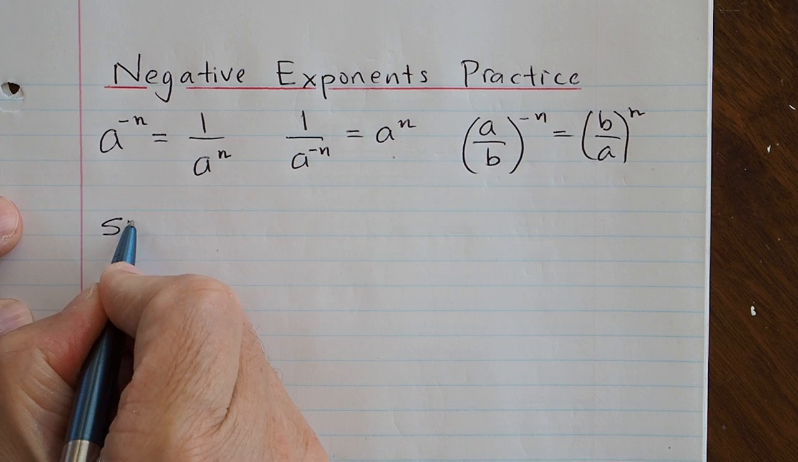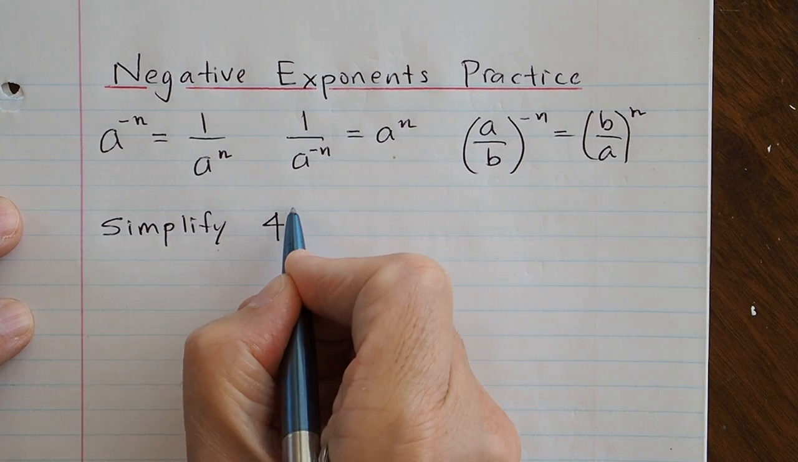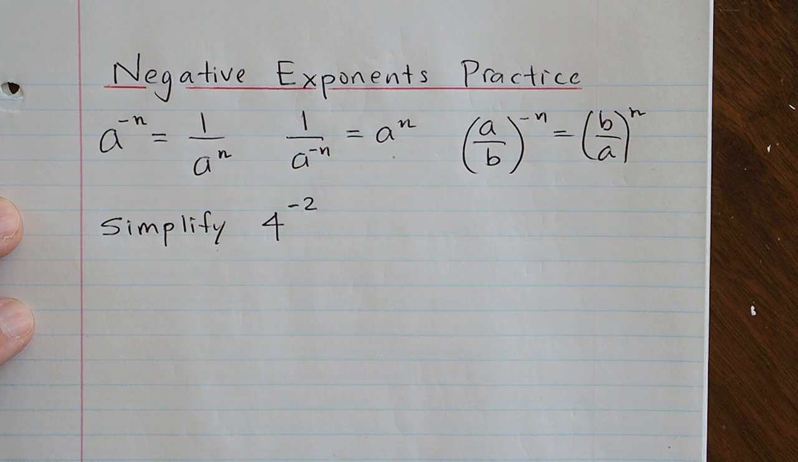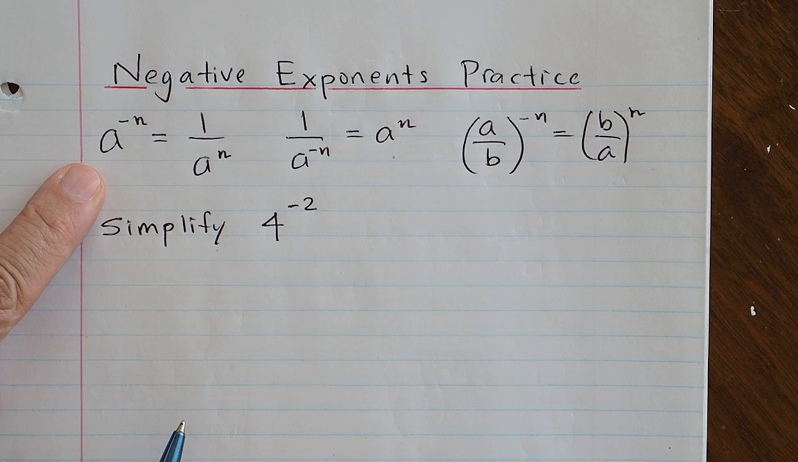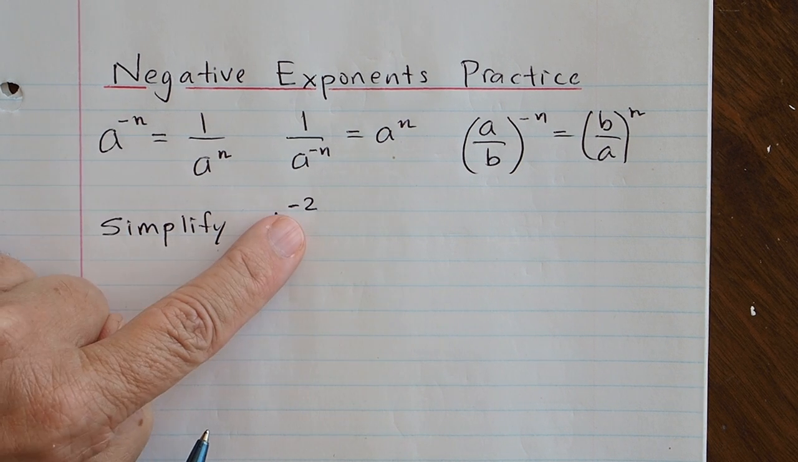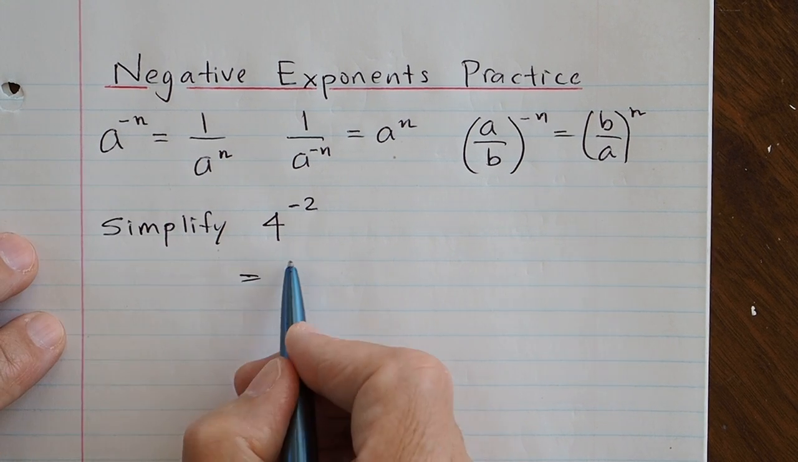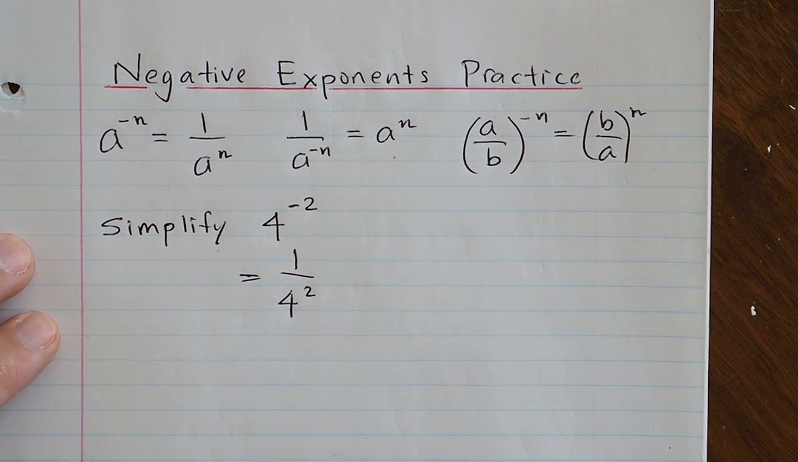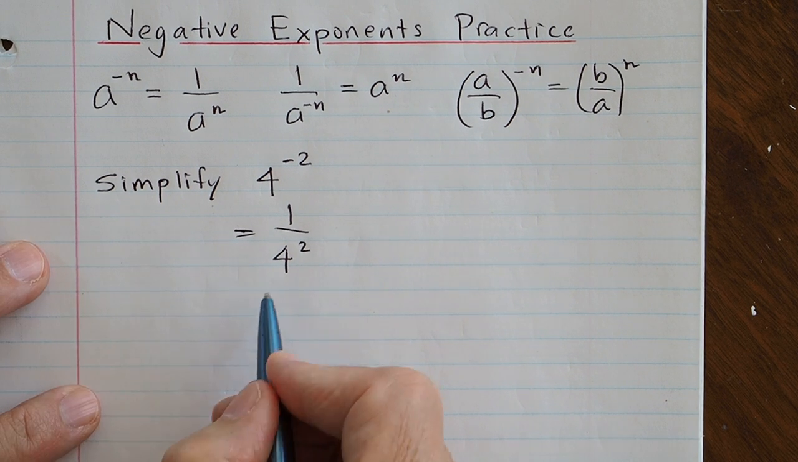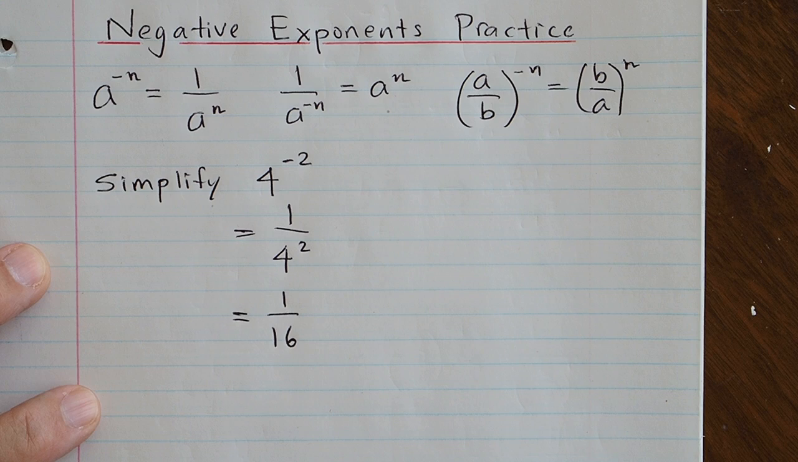Here we go. Simplify 4 to the negative 2. Now compare this question with the left-hand side of our first power rule here. It's as if a takes on the value 4 and n takes on the value of 2. So this would become, check out the right-hand side, 1 over 4 squared. And of course 4 squared is 16, so I write 1 over 16 as a final answer.